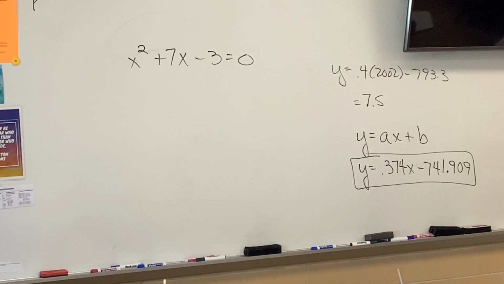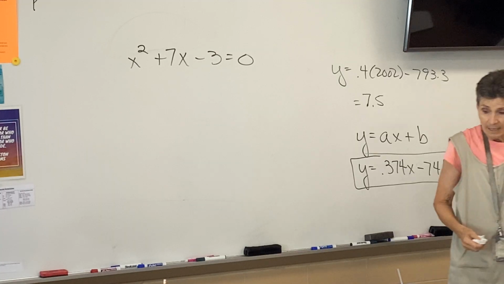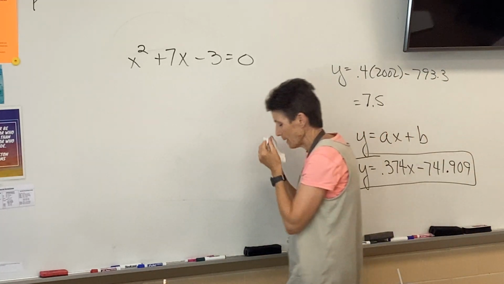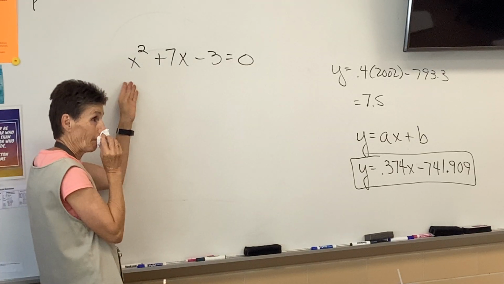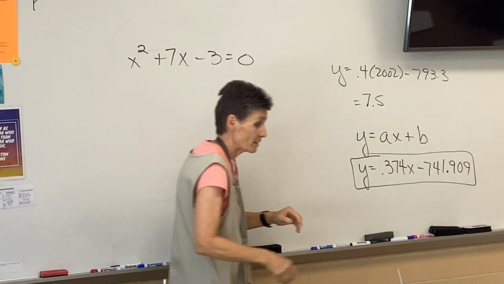All right, so you shouldn't have anything. It should just say y1, y2, y3. It shouldn't have anything showing. All right, now we're going to type in our equation. Do you remember how to do this from last year? How do I type in that equation?